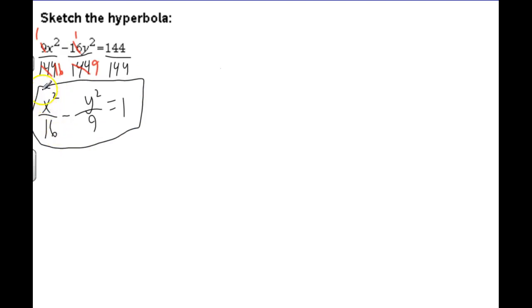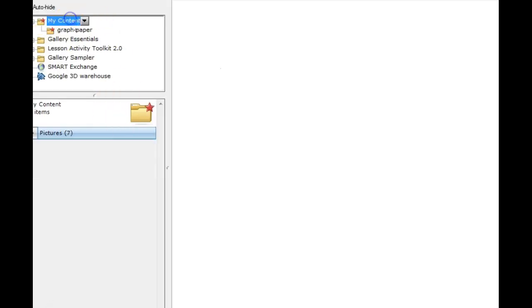You see the x squared term is first, x squared minus y squared. Therefore, we know it is a horizontal hyperbola. So it's going to have this kind of a look to it. It's going to open to the right and to the left. There's going to be some vertex points here. There's a vertex, there's a vertex. This from here to here is called the transverse axis, right? It's horizontal, so this is a horizontal hyperbola. So let's get some graph paper out and go ahead and graph this guy.